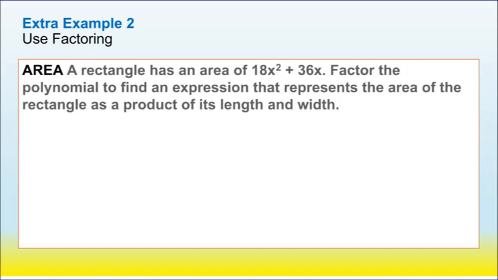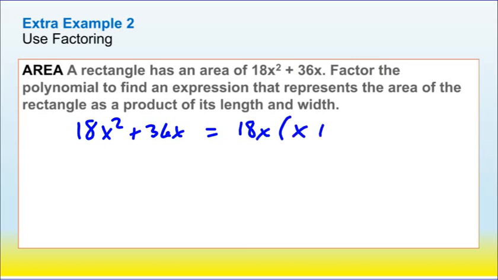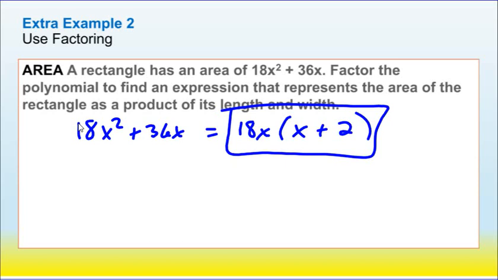Next, the rectangle has an area of 18x squared plus 36x. Factor the polynomial to find an expression that represents the area of the rectangle as a product of its length and width. So 18x squared plus 36x. I know that I can divide an 18 out of both and an x out of both. That leaves me with x plus 2, because half of 36 is 18. So my length and width would be 18x and x plus 2.